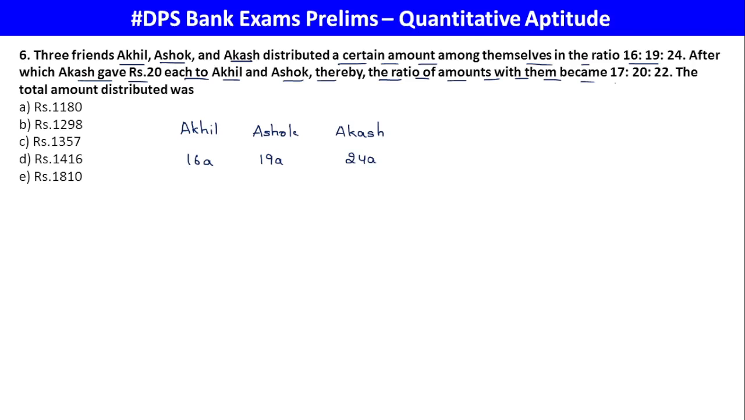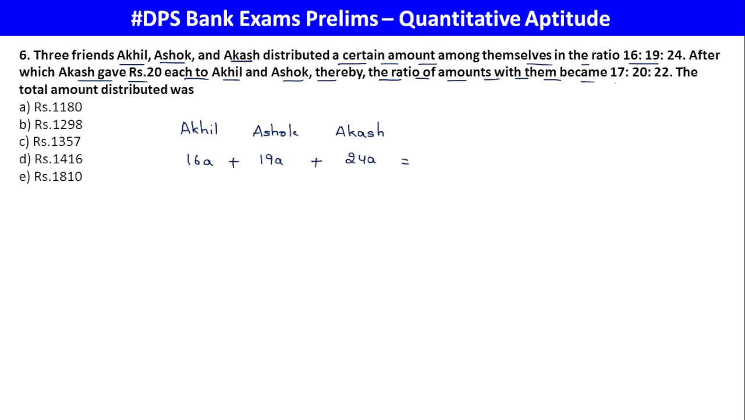After which Akash gave 20 rupees to each, Akhil and Ashok. Thereby the ratio becomes... the total value is equal to the second total.